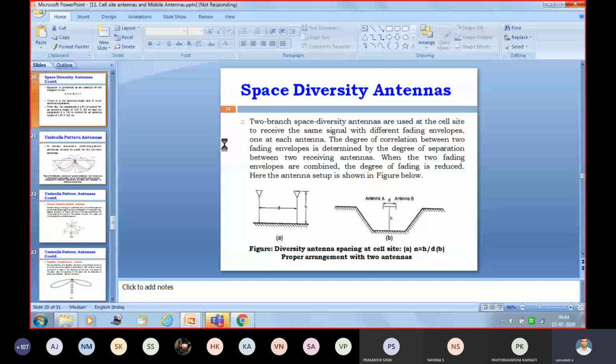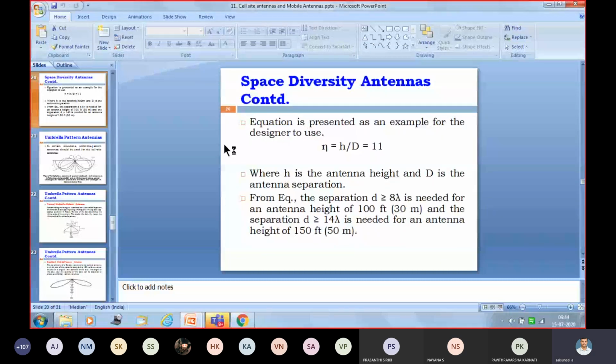Here, see this equation, eta equal to h by d, which is equal to 11. Whenever d is greater than or equal to 8 lambda, then the antenna height should be 100 feet or 30 meters. Whenever the separation distance d is greater than or equal to 14 lambda, the antenna height should be 150 feet or 50 meters.